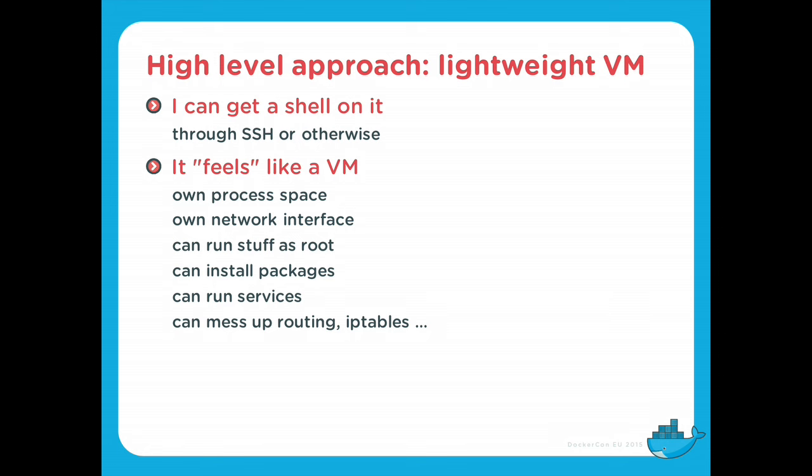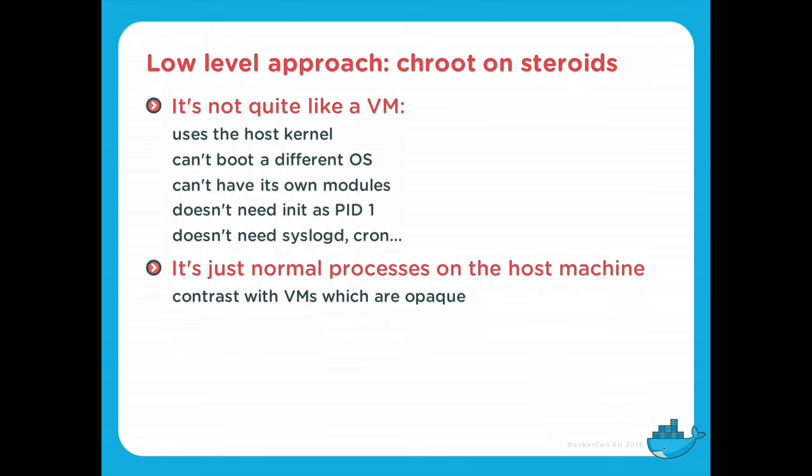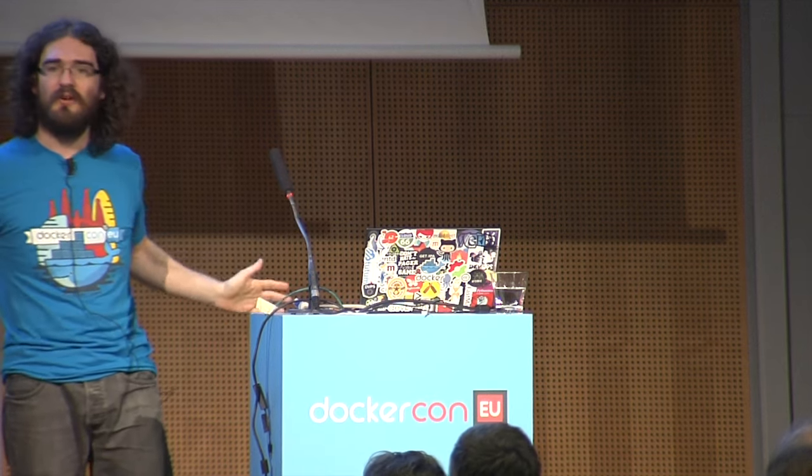You can install packages in it, you can run services, great. But at the same time, it's also more like chroot on steroids, because it's not a VM. It's just a bunch of normal processes running on a normal kernel. And if you are on a machine that has Docker or another container runtime installed and you do ps, you will see all the processes inside all the containers. So it's more transparent than a VM. You can't do stuff like having a different kernel for your container or having a different OS, because it's only one kernel, and then you put little walls between the processes. Each process is living in its nice little world where it can only see its own environment and not the rest of the machine. So how is it implemented?